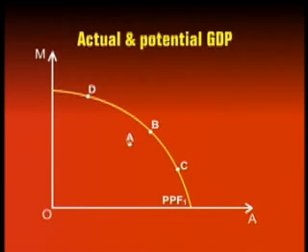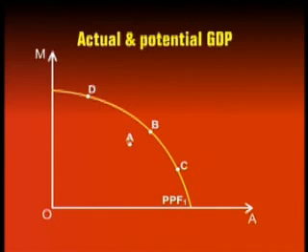Now, a move from A to B would be an increase in actual GDP, not potential GDP. This is the important point to note. So when the economy grows from point A to point B, and note that when the economy grows, it produces more of both good A and good M, then that is equivalent to economic growth. When that happens, the actual GDP increases, but the potential GDP was B before and is still B. So there's no change in potential GDP.